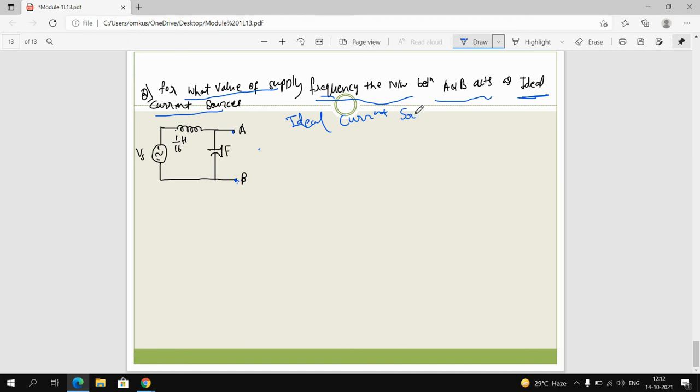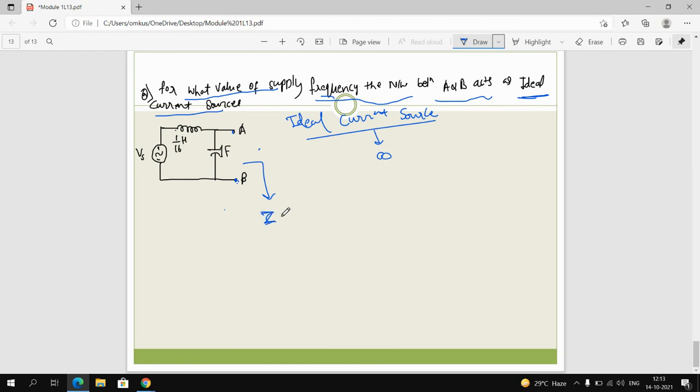What is the internal resistance of an ideal current source? Tell me now, what is the internal resistance of an ideal current source? Please tell, what is the value of internal resistance of this ideal current source? Sir, it will be infinite. Yes, so it will be infinite. So you need to place the value of frequency such that your Z equals infinite, right?